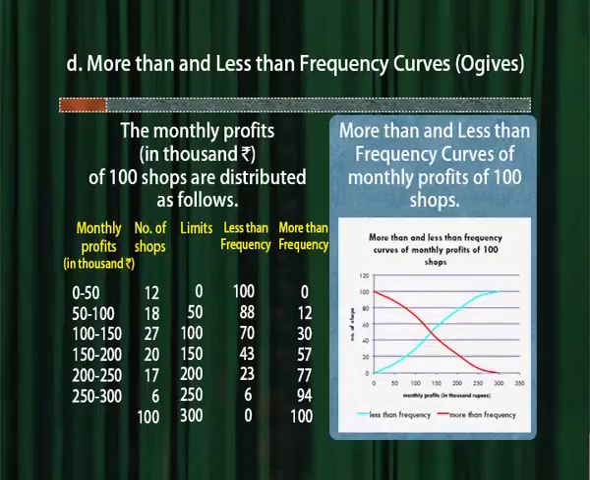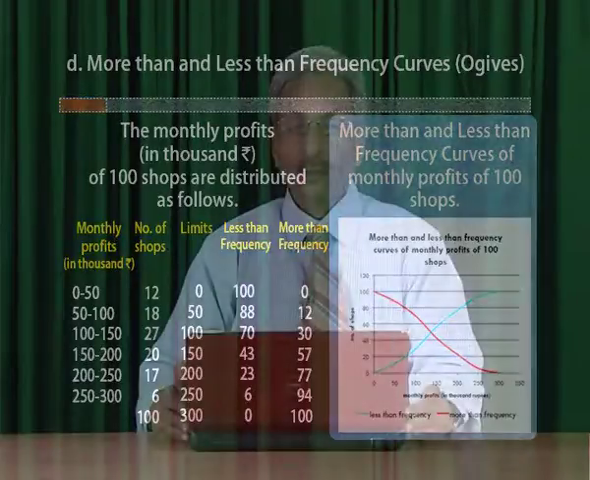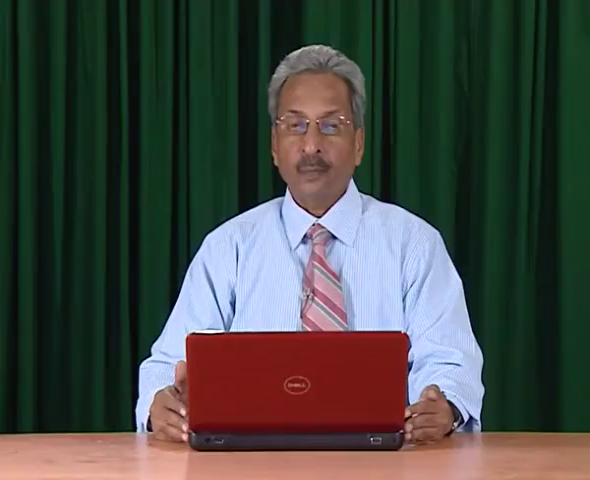So, this way we can draw the ogive curves for less than and more than type of cumulative frequencies. And here we note one important point: where these two ogive curves cross each other, if I draw a perpendicular line from that point on the x axis, then that value on the x axis gives me an approximate value of the median, which is one of the measures of central tendency, which we shall discuss in my forthcoming lecture.